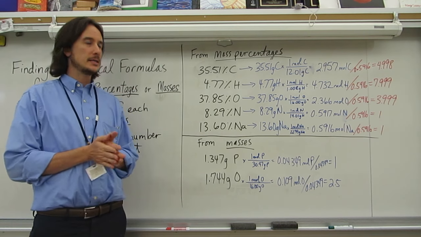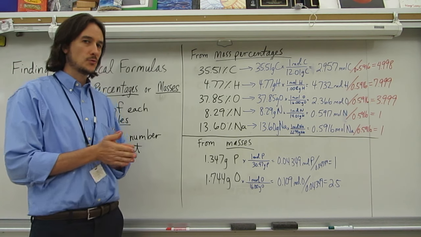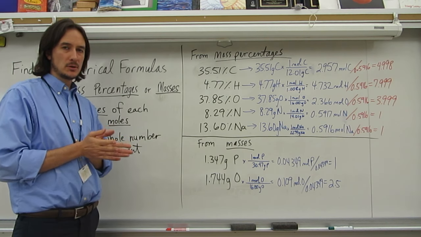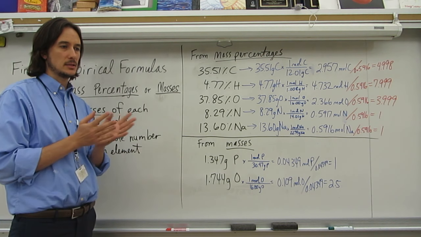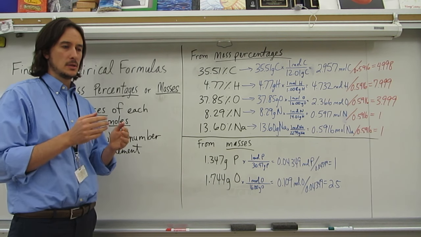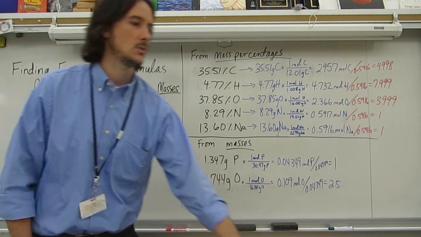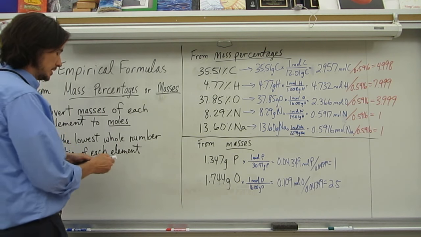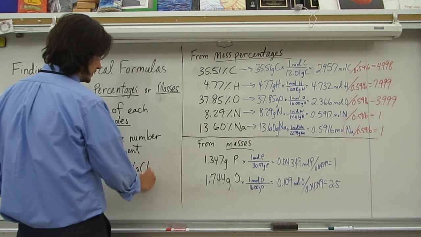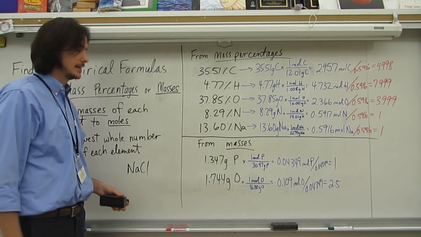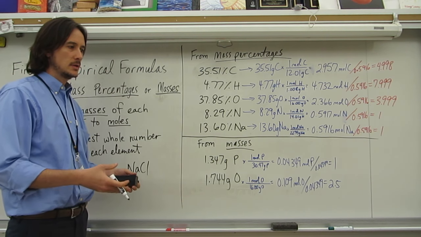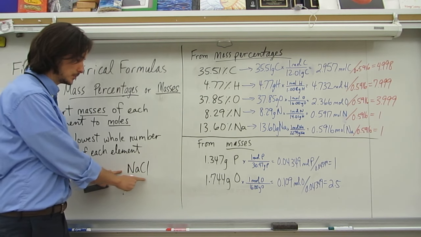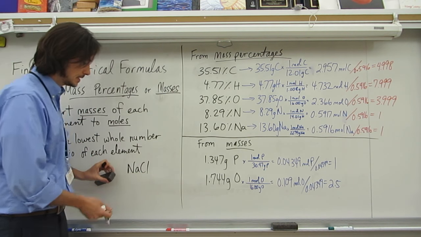So here we're going to look at finding empirical formulas from mass percentages or masses. An empirical formula is just the lowest whole number ratio of different atoms in a compound. So what's an example of an empirical formula? An example would be, let's say, NaCl. Ionic compounds almost always have empirical formulas as their formula. So the lowest whole number ratio of sodium to chlorine here is 1 to 1.